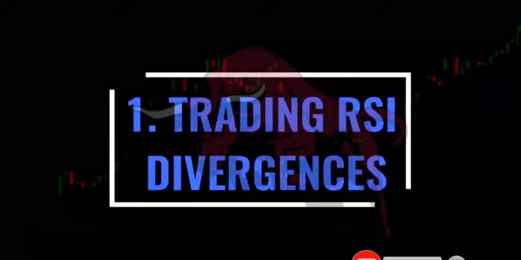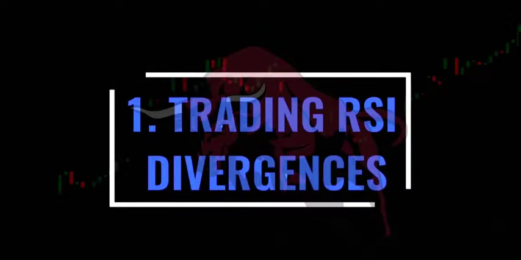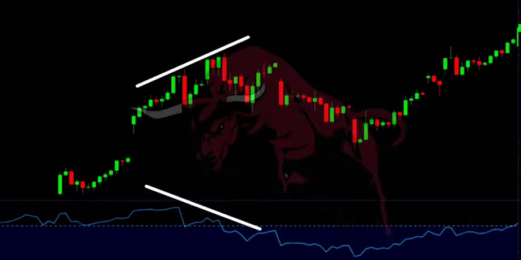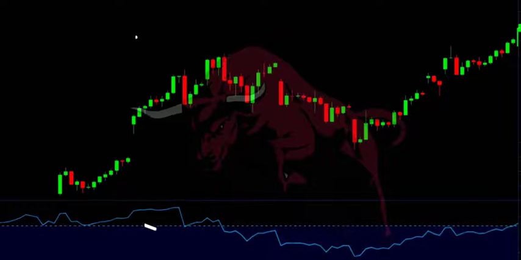Another way of using the RSI is for trading divergences. A bearish divergence occurs when the price makes a higher high, but at the same time, the RSI makes a lower high.